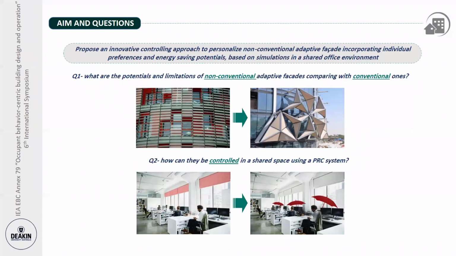Therefore, to achieve the research aim, two main questions are going to be answered during my PhD research. Regarding the first question, I would like to outline the benefits and limitations of non-conventional adaptive facades compared to the conventional ones through the implementation of a PRC system. The second question is in response to several potential concerns in a shared space, such as who should control the shading system, or do I disturb my colleague if I close the shades?